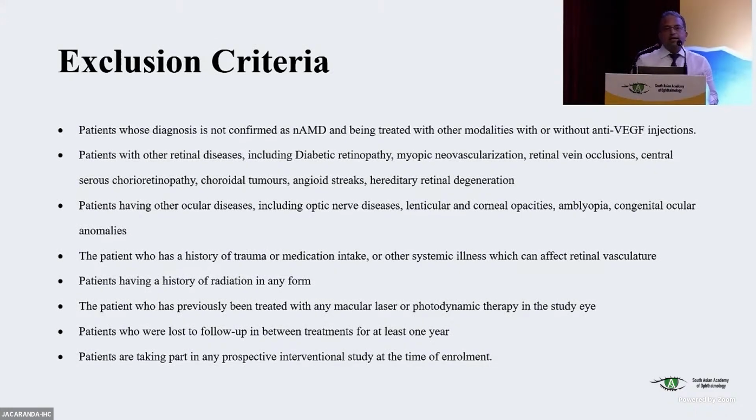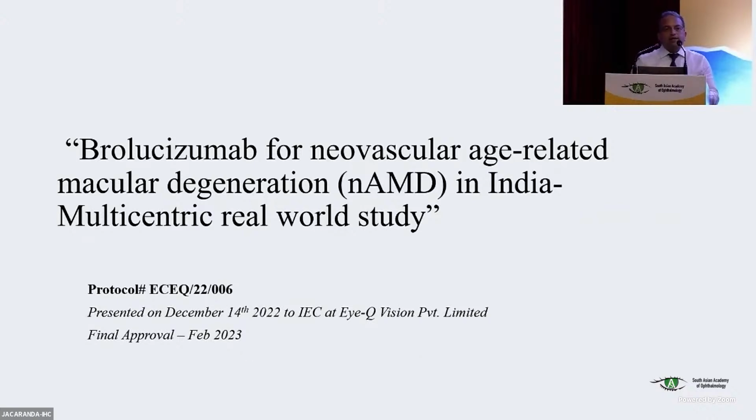We excluded anything which could have confounded our anatomical or functional results. And this study was presented to our ethics committee in December. In fact, we wanted to study the criteria which are not studied in routine trials. But when we presented to the ethics committee, they wanted very objective outcomes to be evaluated. So we ended up getting the same outcome evaluation as a conventional trial does, like BCVA outcomes and anatomical outcomes.